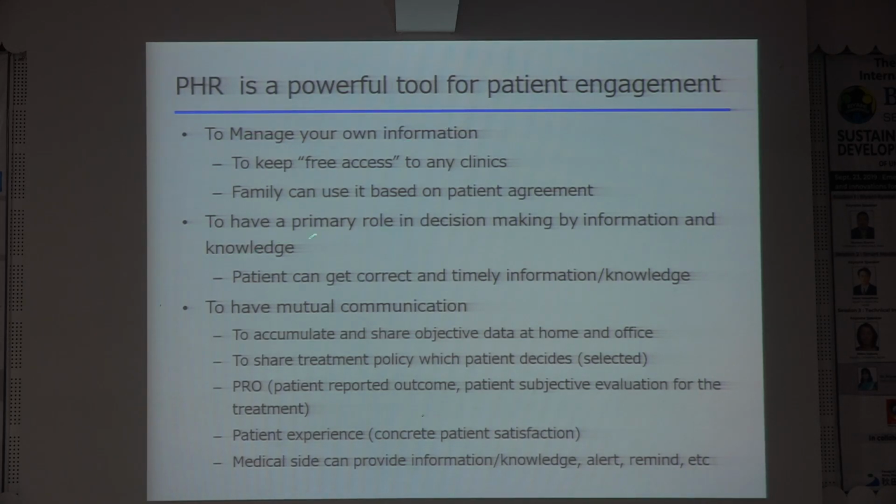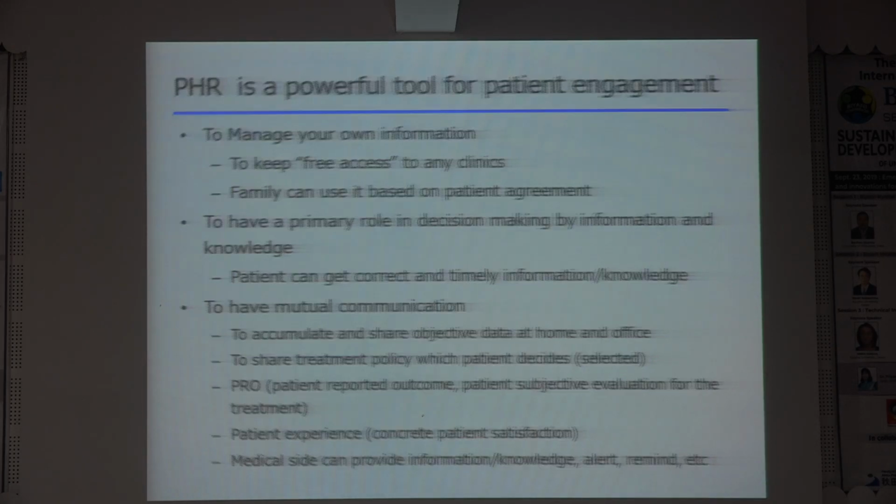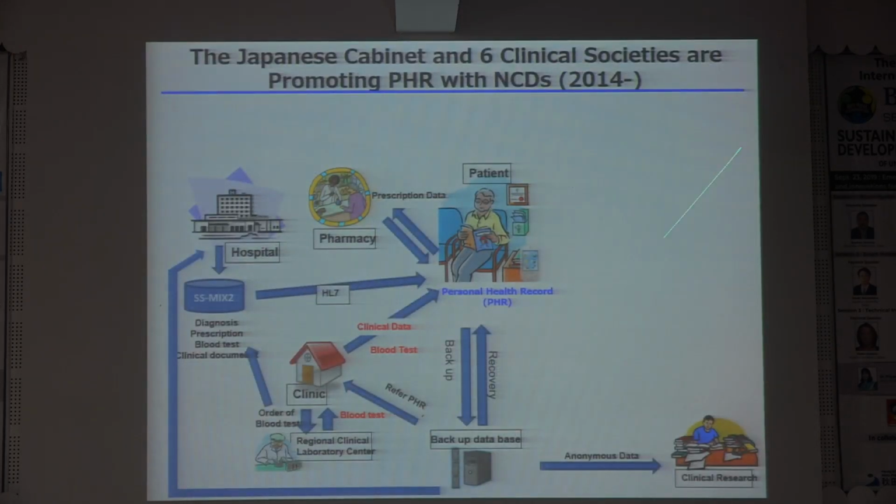And also to have a primary role in decision making by information and knowledge. And this is a system of mutual communication. Okay? So we can get a lot of information from the patient, and also we can provide medical information and knowledge to the patient. For example, alerts and reminders, etc. So this is now our thinking. We are now thinking of this PHR for patient engagement.